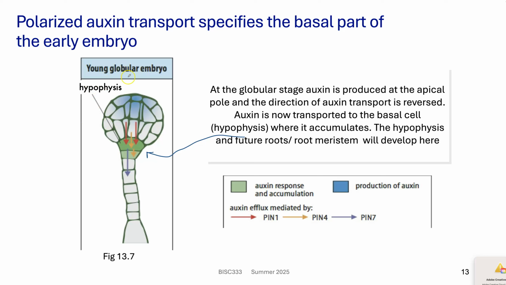But then when we get to this, it's about the 32 cell stage approximately, and this is the early globular stage embryo. And now the auxin isn't being made in the basal cells anymore. It's being made in the apical-most cells of this stage, and the transport is all down towards the hypophysis.